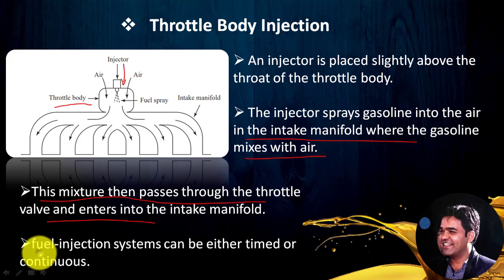The fuel injection system can be either timed or continuous. I'm again emphasizing this sentence, friends: fuel injection systems can be either timed or continuous. That means in the timed fuel injection system, the fuel injectors, with the help of the electronic control module, inject fuel at every interval demanded by the engine. Whereas in a continuous fuel injection system, the fuel injectors continuously spray the fuel particles into the intake manifold.